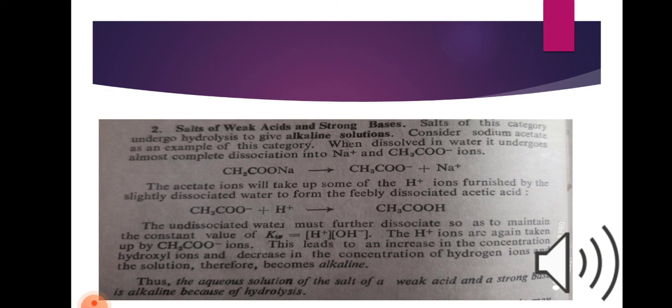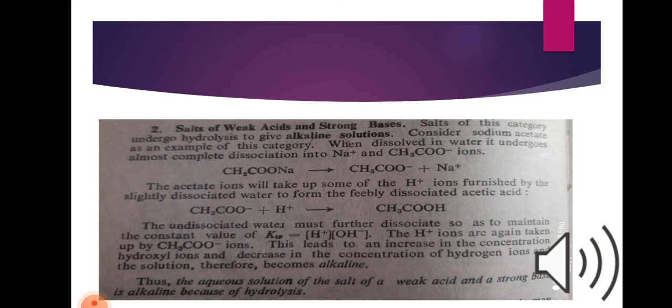Then in the next step, what happens? The undissociated water must further dissociate so as to maintain the constant value of Kw. What is the Kw? The dissociation constant of water. So the Kw is equal to the concentration of H plus times the concentration of OH minus. And then the H plus ions are again taken up by acetate ions. So this leads to an increase in the concentration of hydroxyl ion and decrease in the concentration of hydrogen ion.